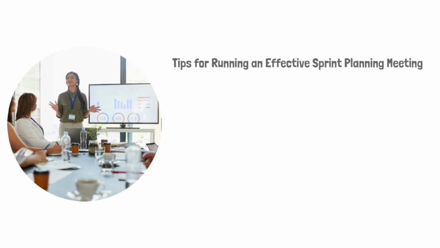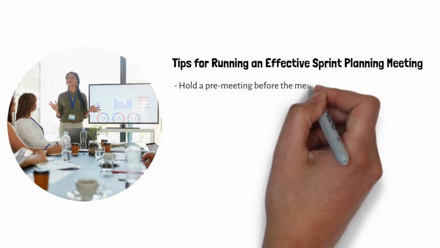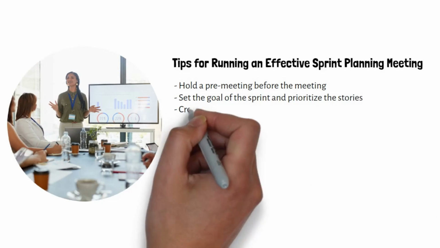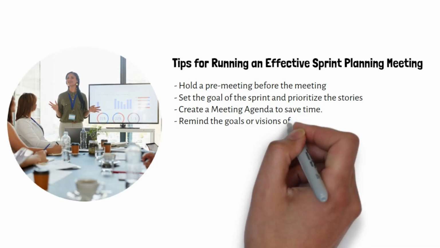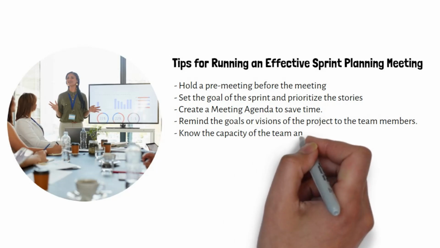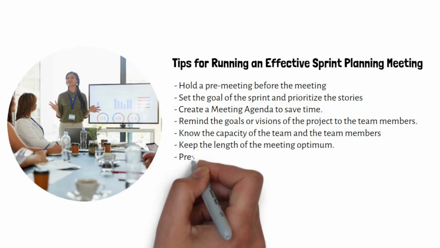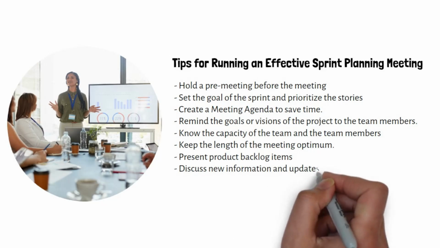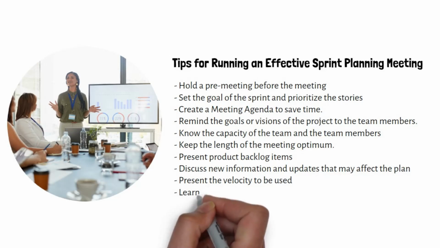Tips for running an effective sprint planning meeting. Hold a pre-meeting before the meeting. Set the goal of the sprint and prioritize the stories. Create a meeting agenda to save time. Remind the goals or vision of the project to the team members. Know the capacity of the team and the team members. Keep the length of the meeting optimum. Present product backlog items. Discuss new information and updates that may affect the plan. Present the velocity to be used. Learn from the mistakes.